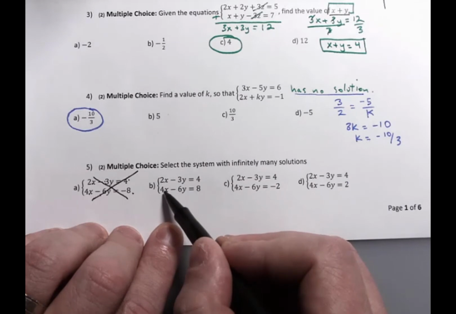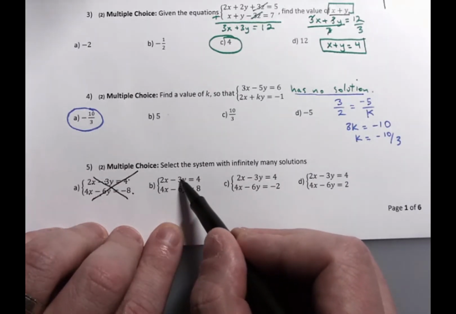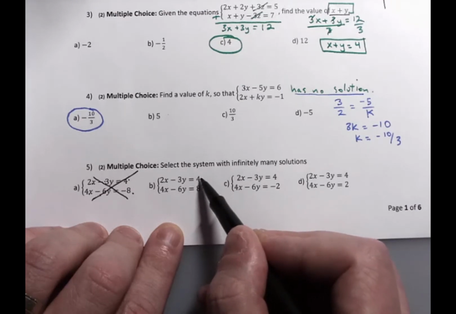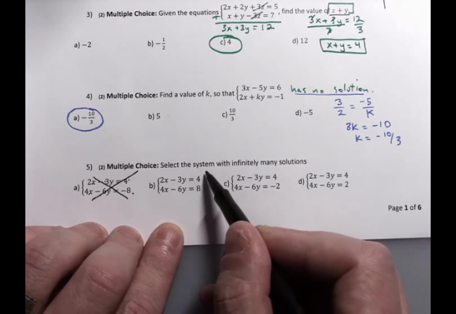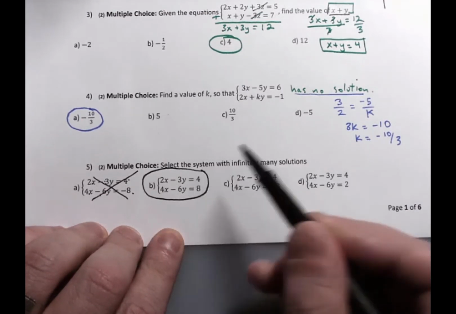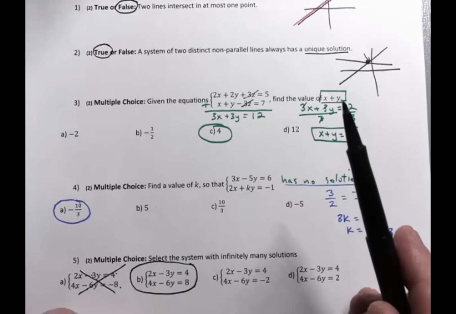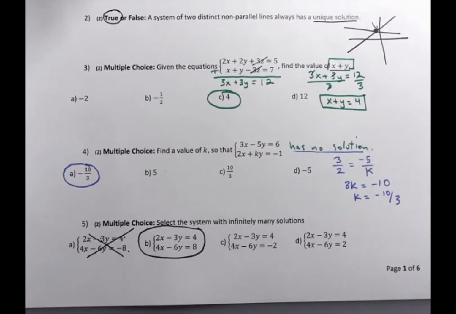To get 2 to 4, multiply by 2. To get from negative 3 to negative 6, multiply by 2. Multiply 4 by 2 to receive 8. This is the correct answer. So the answers to this front page were false, true, C, A, B.